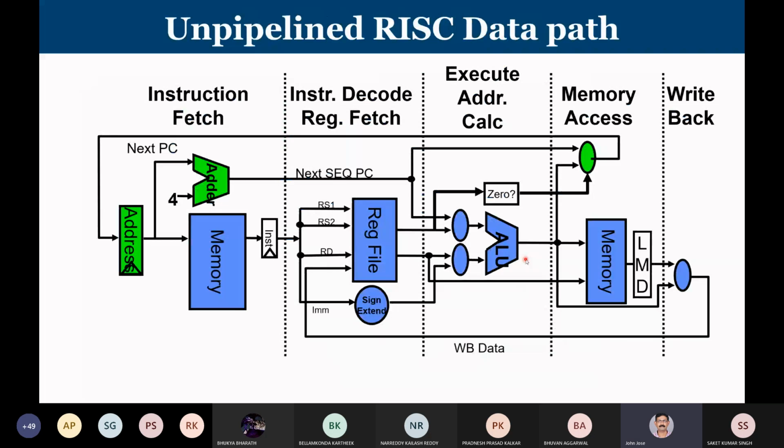For a RISC instruction data path, we can divide it into 5 major sub operations consisting of instruction fetch, then decoding the instruction and reading the operands, that is reading from the registers, which is called the register fetch. Then I perform an execute operation, or basically address calculation, and then we have the memory access operation and then a write back operation. I will come to each one of these.